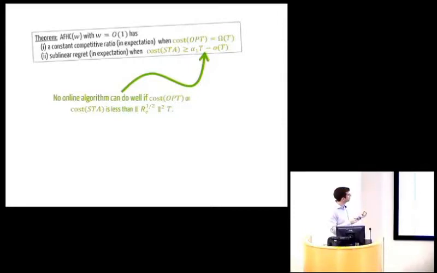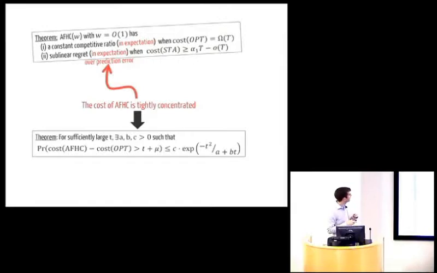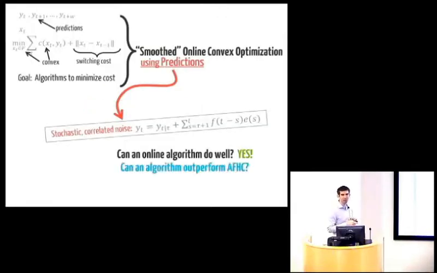And you can prove that in these conditions, up to a constant error, this constant isn't tight, for every instance where you can do well, you do well with AFHC. And we could do well not just in expectation, but we can prove tight concentration results on the performance as well. But anyway, so that's that.